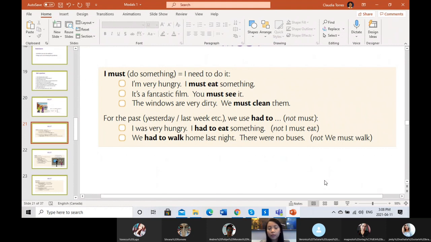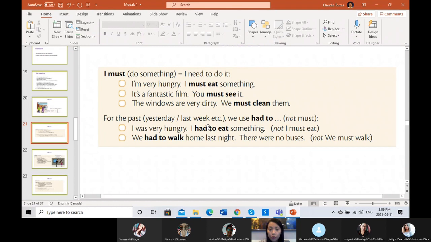Okay, so here we have the same example, but with a twist, okay? So I was very hungry. I had to eat something, okay? So you don't use must, you use had to. Remember, had is the past simple of the verb have, right? So I had to. And then you use the infinitive form of the verb, okay?